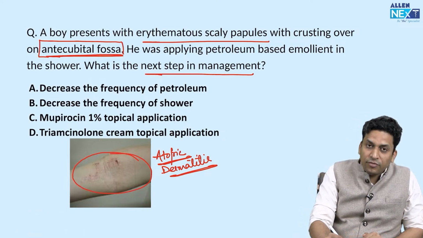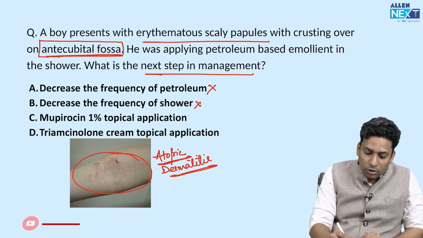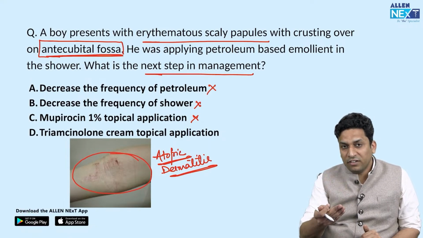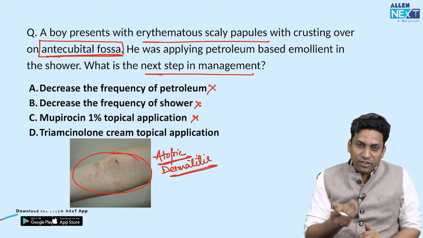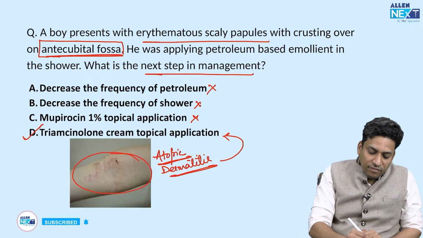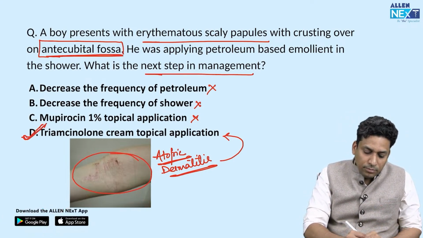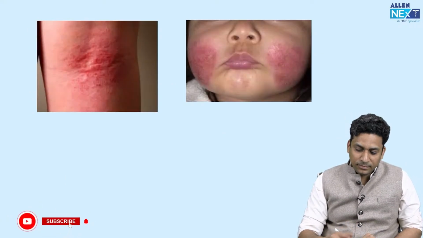Decrease the frequency of this petroleum jelly? No. Decrease the frequency of shower? No. Mupirocin 1% topical application or triamcinolone cream. So remember, mupirocin is antibacterial. So if there is no infection, there is no role of mupirocin. So this is preventive. If there is infection, then we will give it. But because this is dermatitis, topical steroids are very effective. And one topical steroid is triamcinolone. So triamcinolone can be used for the treatment of this condition.